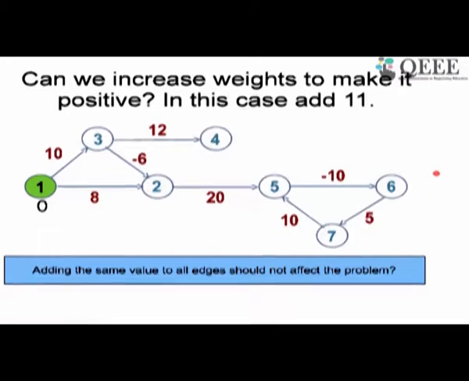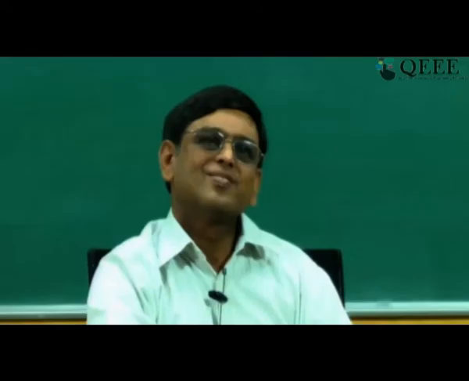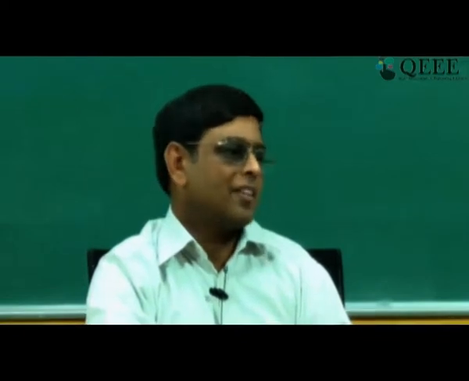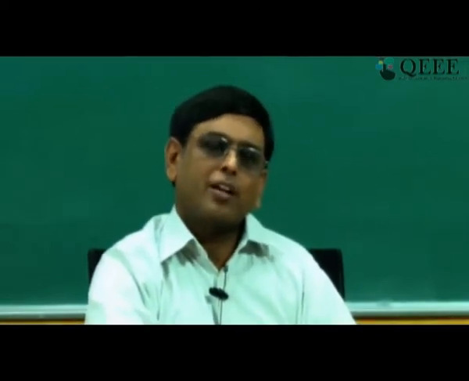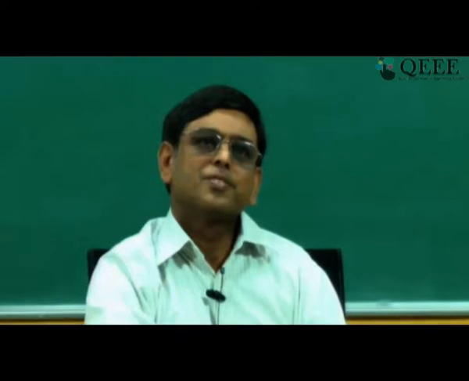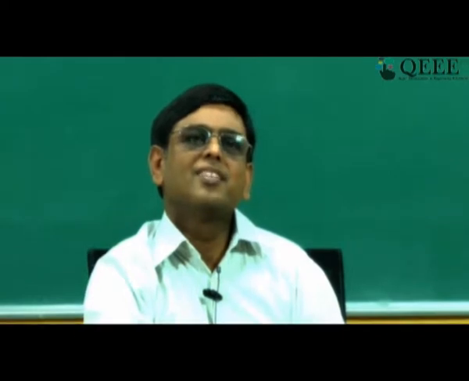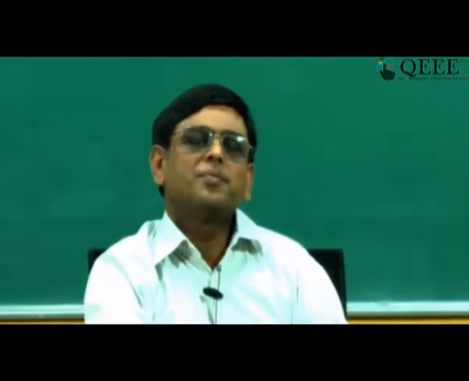Will that work? This is the question I have in my mind. What do you think? If I add 11 to all the edges, everything becomes positive. Then I apply Dijkstra. Will that work? Because if I add 11, everything has become positive. So now you can do Dijkstra, no? So then why are we worried about dynamic programming? A simple greedy algorithm should work, right? Anybody want to take a shot at it?